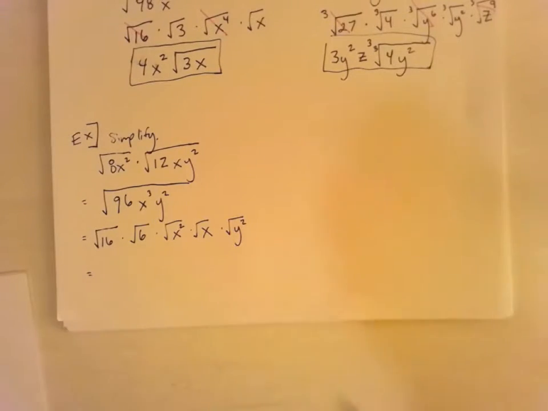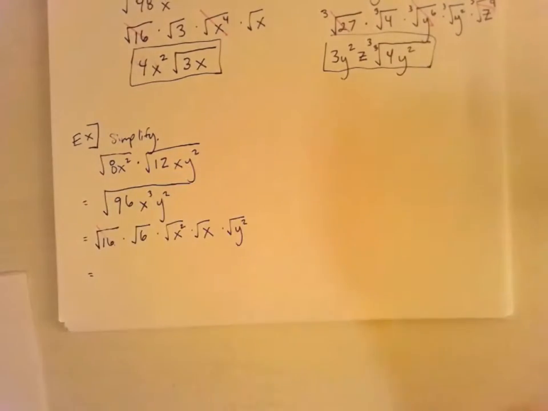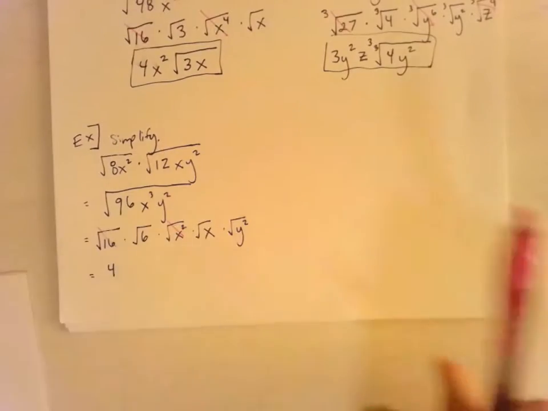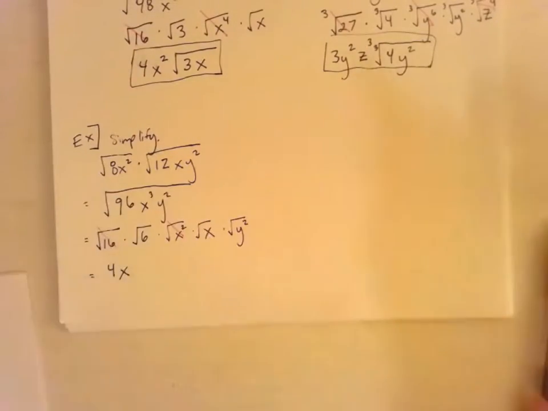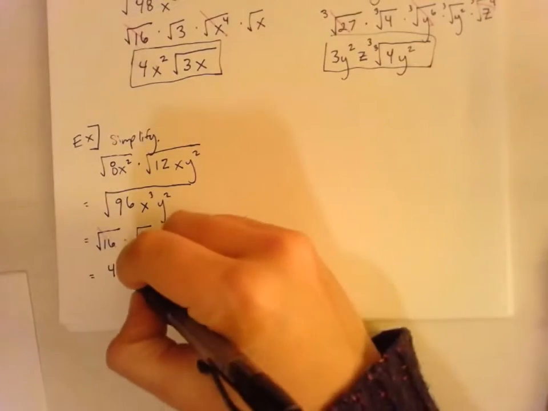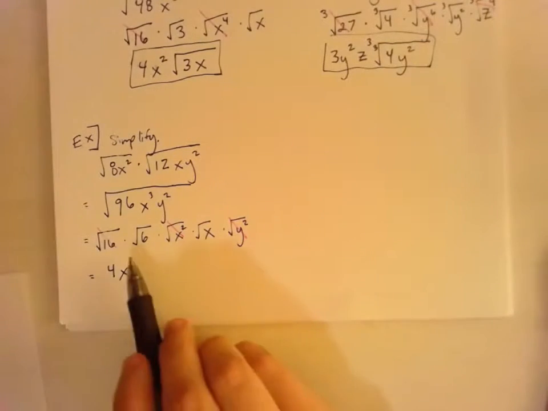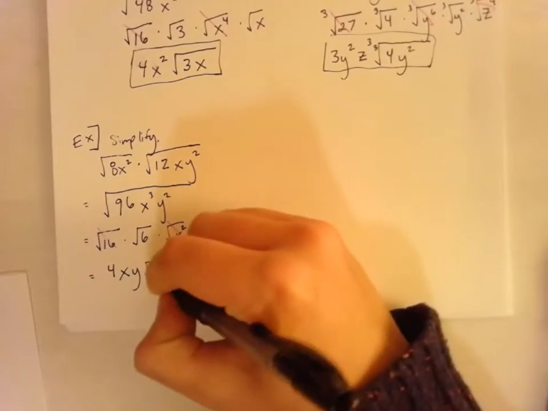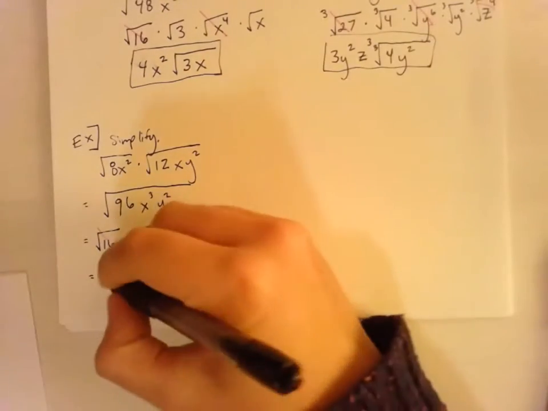I know that radical 16 is going to become 4. I know that the square root of x squared is going to become x. And I know the square root of y squared is going to become y. And I'm left with square root of 6x. And I'm done.